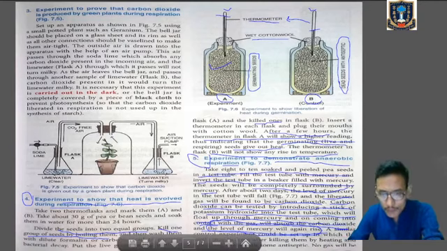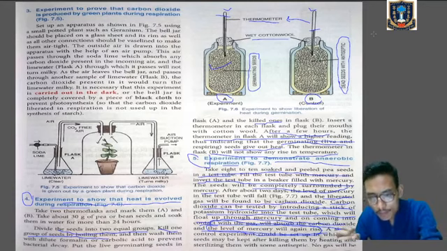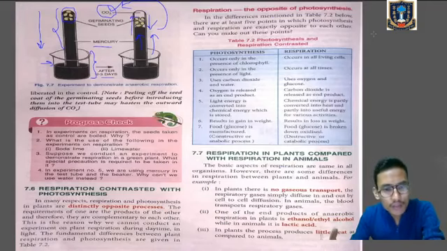Okay, so for the control setup, because we have two types of setup, the experimental setup and the control setup. This was the experimental setup. This experiment can be proved by taking the control setup also. Mainly in the control setup, we simply put the dead or boiled seeds along with the antiseptic. In that case, no gas will be produced in the control setup.